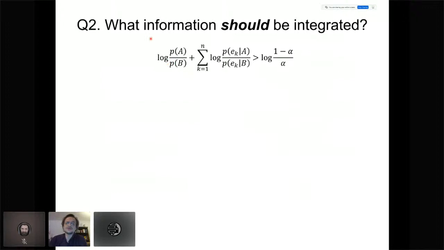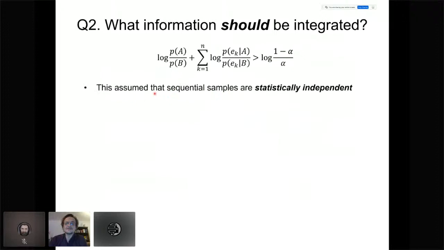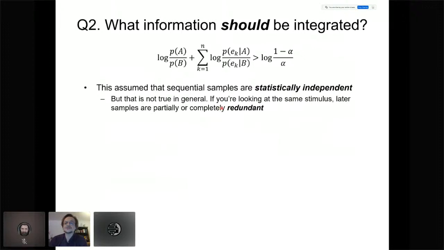So question two was, what information really should be integrated? As some of you may have noticed, when I presented this equation, I made a caveat. This is what you should do if the sequential samples are actually statistically independent and identically distributed. Now, in fact, that's not usually true. If you look at an image, your first glance gives you a lot of information, but the second glance doesn't give you that much more information. It gives you some new information, but the third glance, the fourth glance, the fifth glance, et cetera, give you less and less because they're partially redundant with the previous.